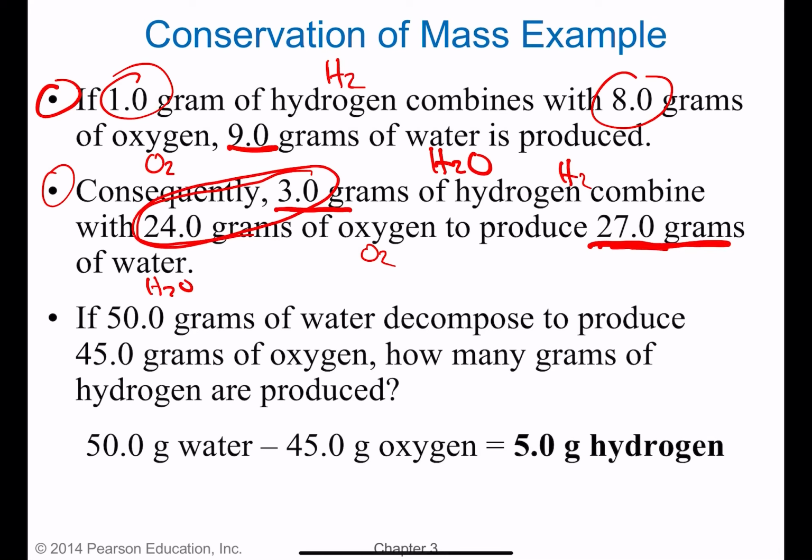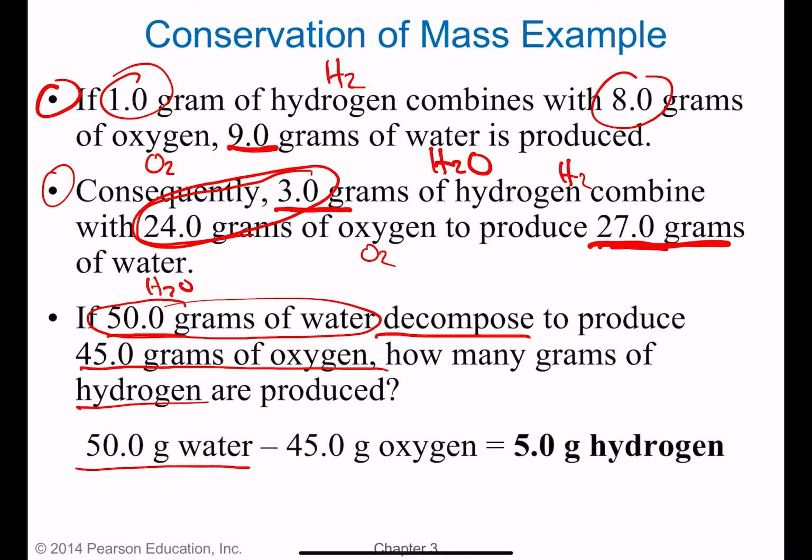No mass is lost. Another example, we've got 50 grams of water, and it decomposes to produce 45 grams of oxygen. So our only reactant is the water. How many grams of hydrogen are produced? So we had 50, this is our reactants, 50 to start off with. That means the sum of the products must also be 50, so that's why they're doing a subtraction. The mass of the products must be 50. We know that some of the products was oxygen at 45 grams, so the rest of the mass must be 5 grams for hydrogen.